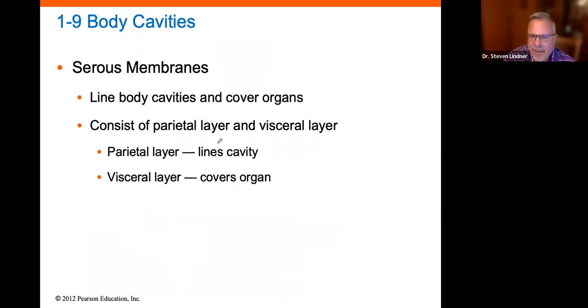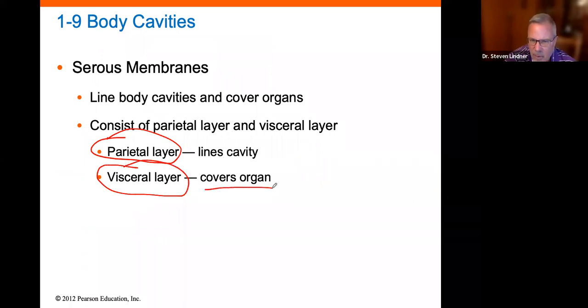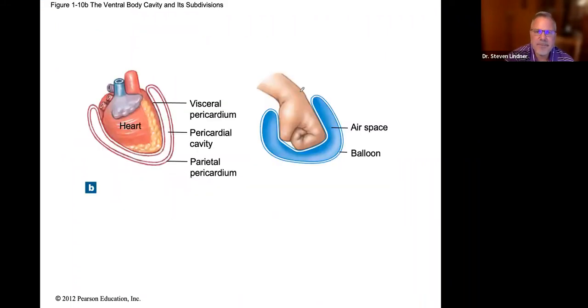Now, when we talk about any of these cavities, there's going to be a parietal layer to each of those cavities, and there'll be a visceral layer to each of those cavities. The visceral layer is going to cover the organs, whereas the parietal layer is going to cover the cavity. So let me give you an example. Let's say this blue structure here is a balloon, and you're pushing your fist into the balloon. This layer that comes into contact of the balloon, that makes contact with your fist, that's called the visceral layer. That would be equivalent to the layer that's contacting the heart right here.